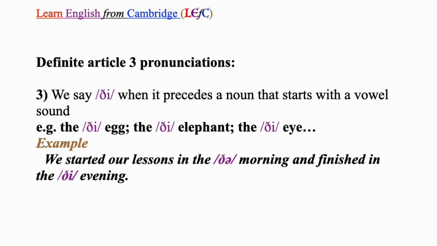We started our lessons in the morning and finished in the evening. So you can keep in your mind that this morning starts with a consonant sound. So the definite article before this would be pronounced as thuh. Evening starts with a vowel sound. So the definite article before this will be pronounced as thee. So that will just help you to keep this rule in your mind. That's very important.